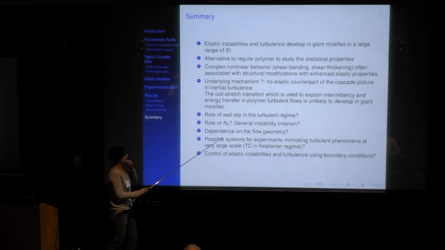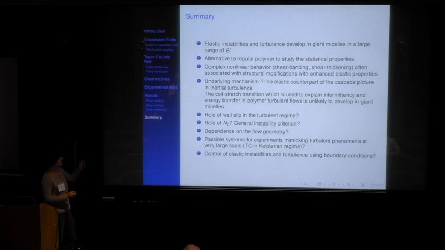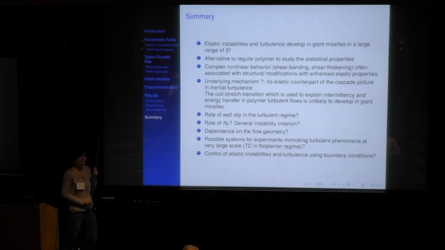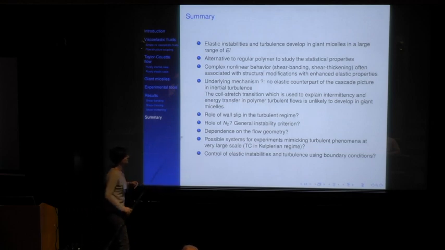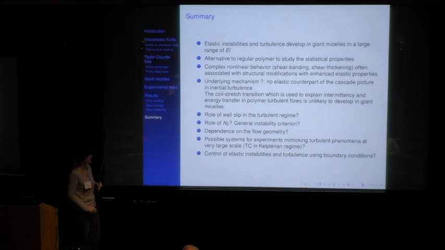There is a question about the dependence on the flow geometry. So I showed in a previous slide, using data by the Steinberg group, that the statistical properties are different in Taylor-Couette flow or in von Karman swirling flow. The data in Taylor-Couette flow are rather scarce, so it would be interesting to systematically study the dependence of the statistical properties on the flow geometry.